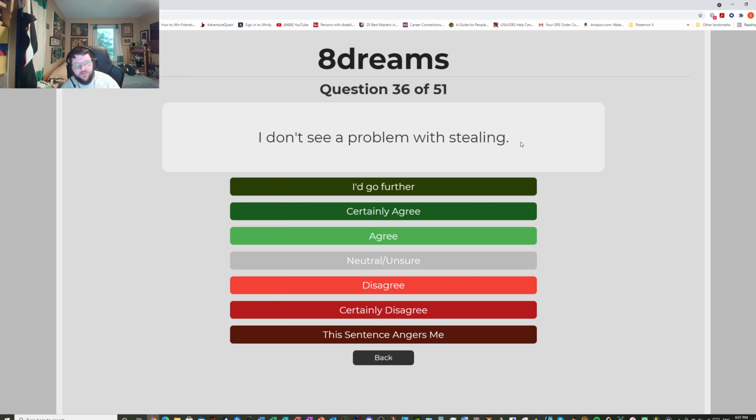I don't see a problem with stealing. It depends on why. If you're a homeless person trying to feed yourself, or you have a mother with some kids and you need to eat, then there's something to be said about that. So mostly disagree with some caveats.